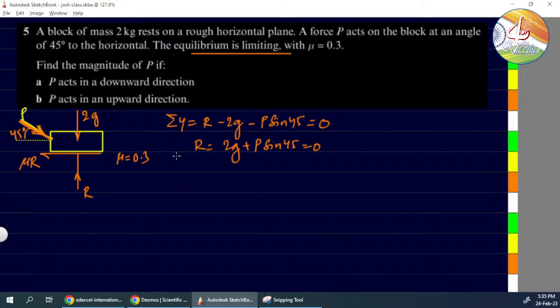Then let's take sigma x. What are the x components? P cos 45 now, and minus mu r now. So this is equal to 0. So let us put it in correct format. So mu r minus P cos 45 equal to 0. So now we have to solve these two equations. Which two equations? Equation 1, equation 2. Give it 2 minutes.